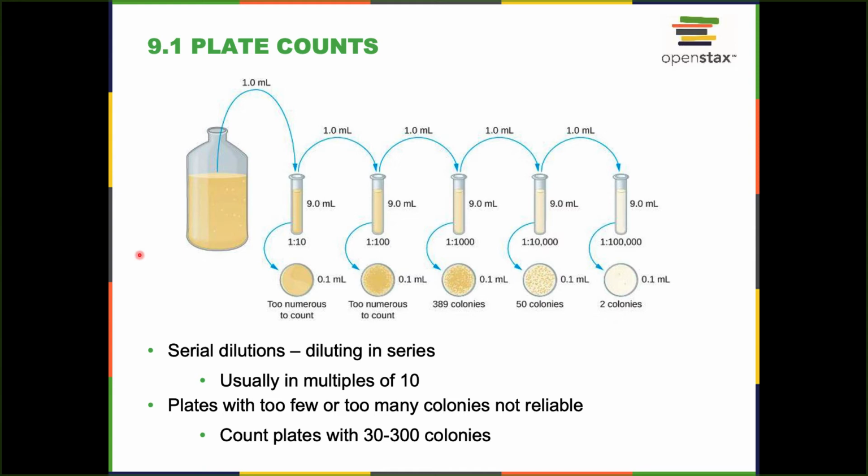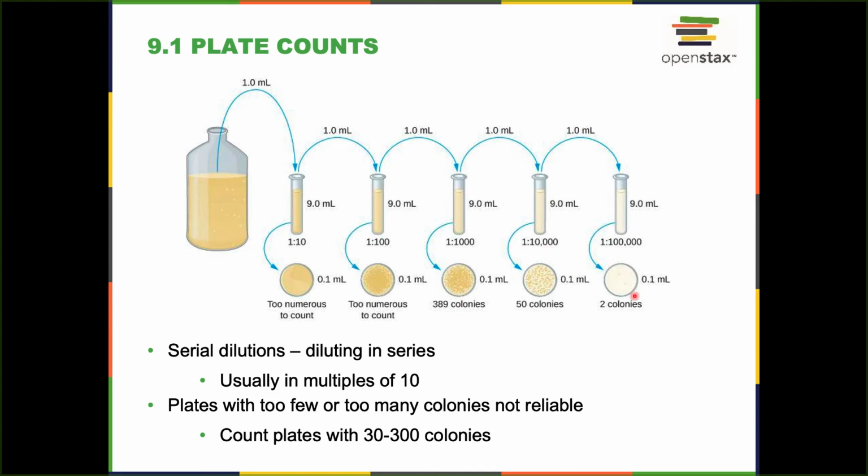Now we have to do this because when there are tons and tons of cells, we call this too numerous to count. This is bacteria that are growing all over the plate. It's just so swarmed that we cannot count them. And even when the colony counts are really high, something like this, 389, notice how they're all jammed on top of each other. Really difficult to count, right?